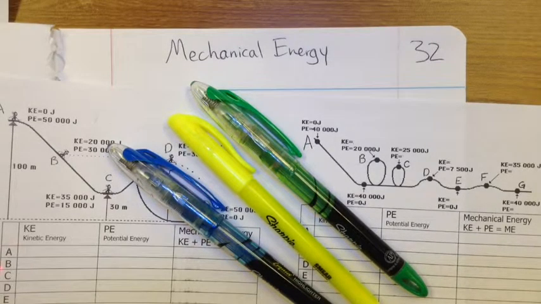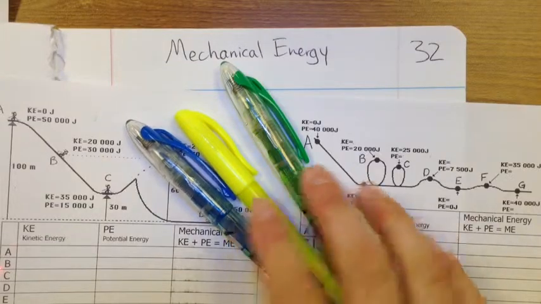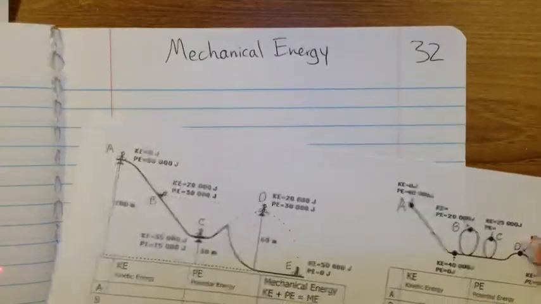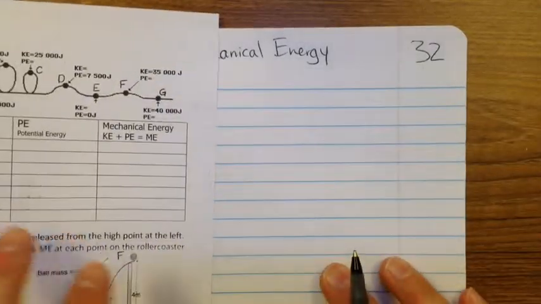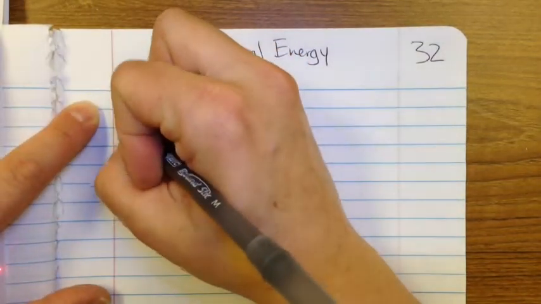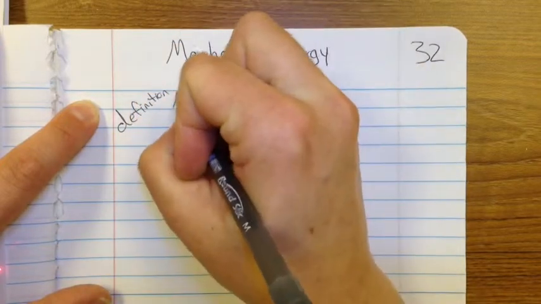Mechanical energy. You need this paper and 3 colors, specifically yellow, green, and blue, or yellow, red, and orange. Okay? Here's the worksheet. Before we do the worksheet part, we're going to just do a few little quick notes in the journal. First, we're going to start with a definition. So we want to define mechanical energy.